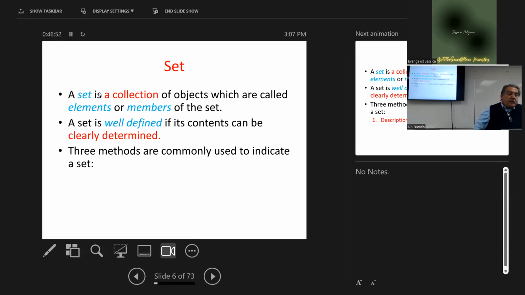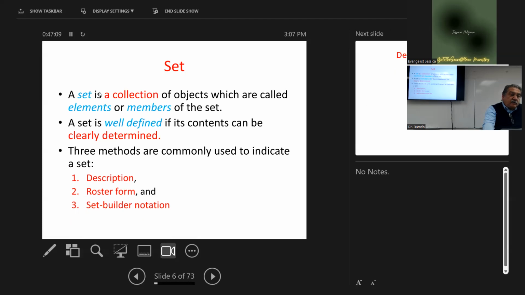Now, we have 3 methods to identify or indicate a set. Number 1 is we describe it: a set of dinosaurs, a set of cars. Number 2, we use roster form. And number 3, we use set builder.